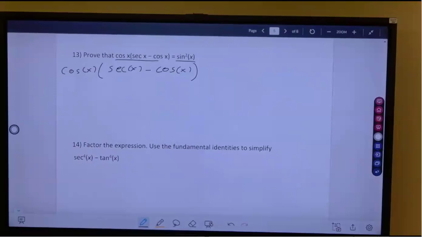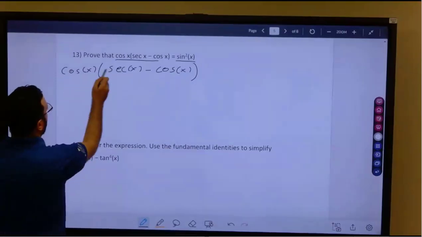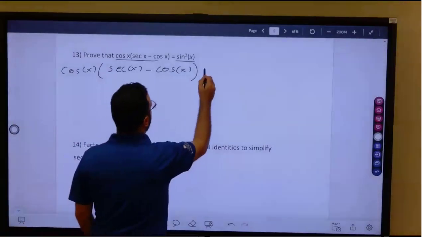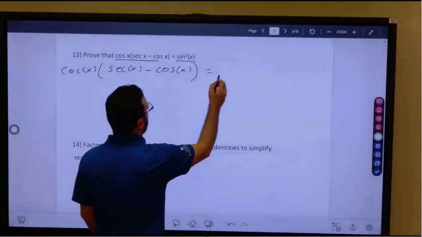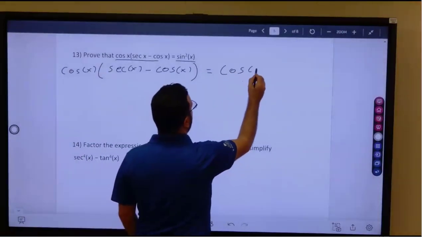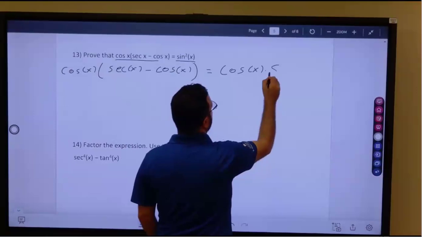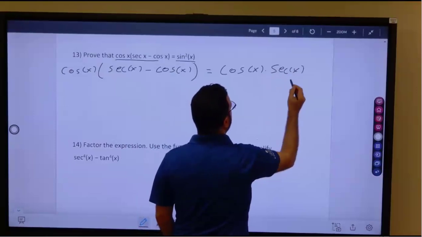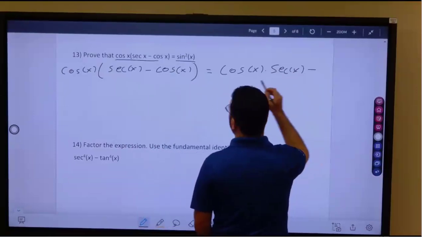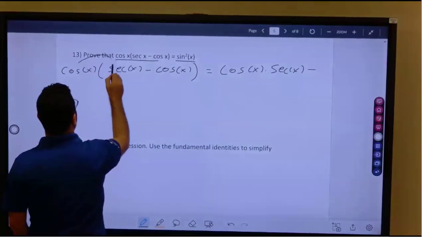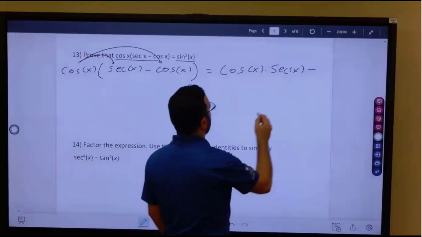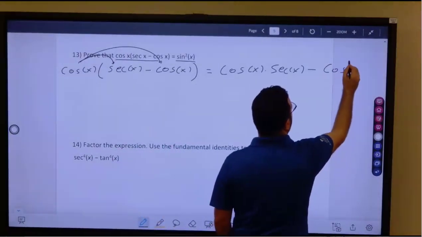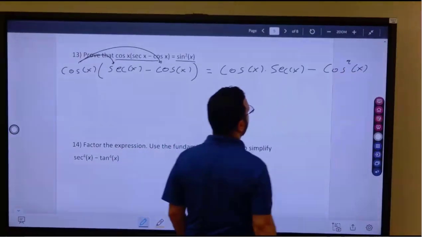Now, the second step, what are we gonna do? If we distribute the cosine on secant and cosine, so it's going to be cosine x times secant x minus, I'm distributing the cosine. Cosine times cosine is going to be cosine squared x.